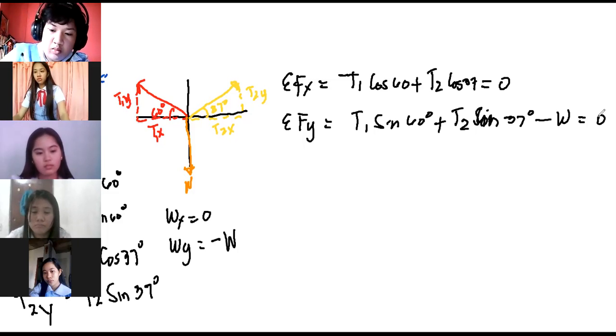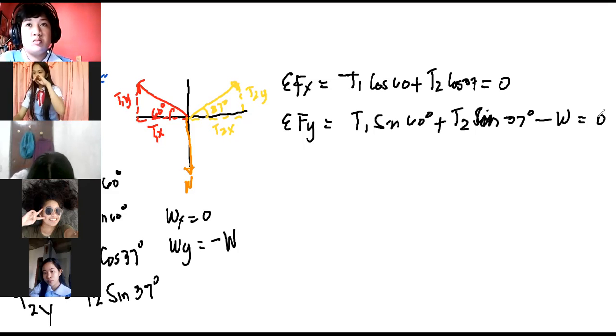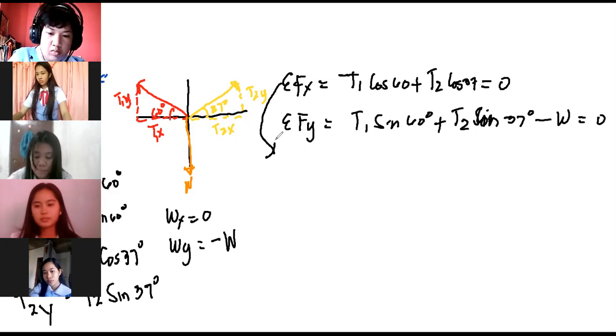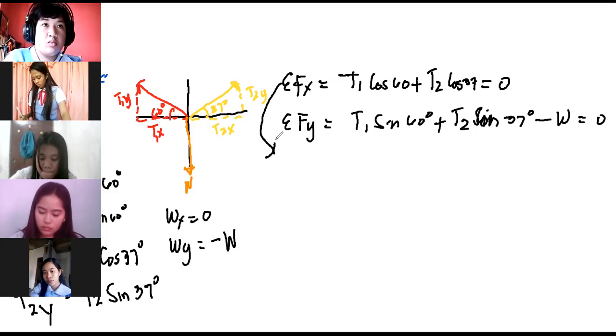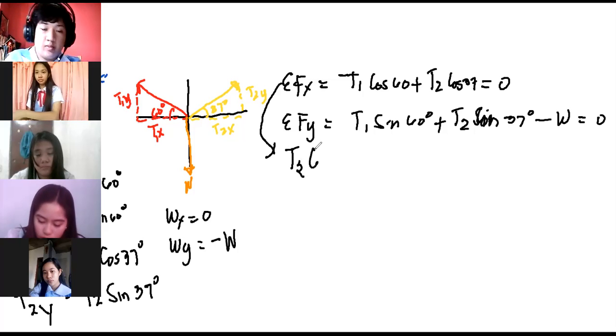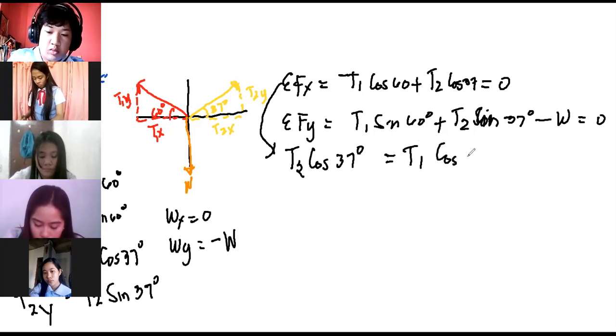So there are 2 equations given and 2 unknown variables, so we could use substitution here. Now let's transpose first and then substitute. Let's focus first on equation number 1, the equation of our x component. We will get the value of tension 2 here. So tension 2 cosine 37 degrees will be equal to tension 1 cosine 60 degrees.